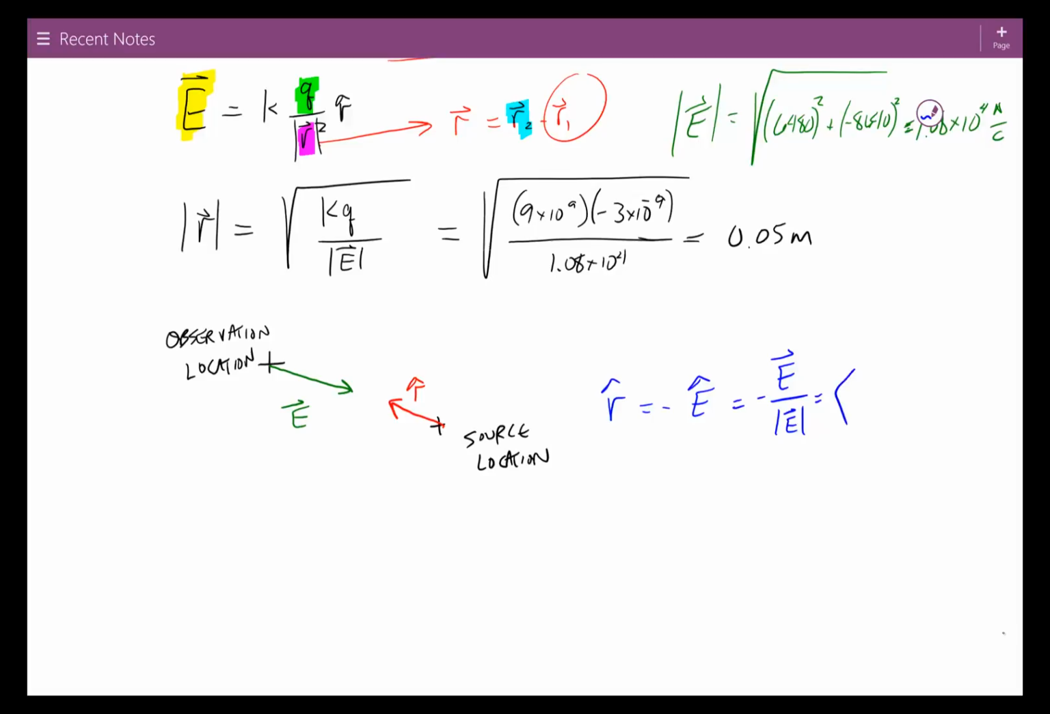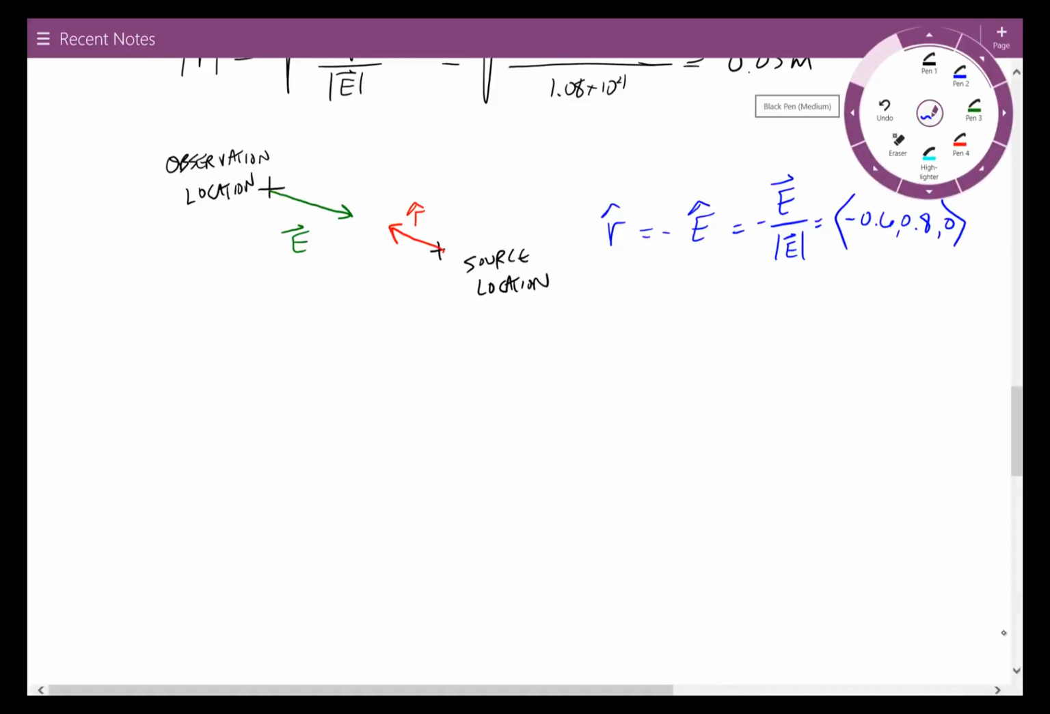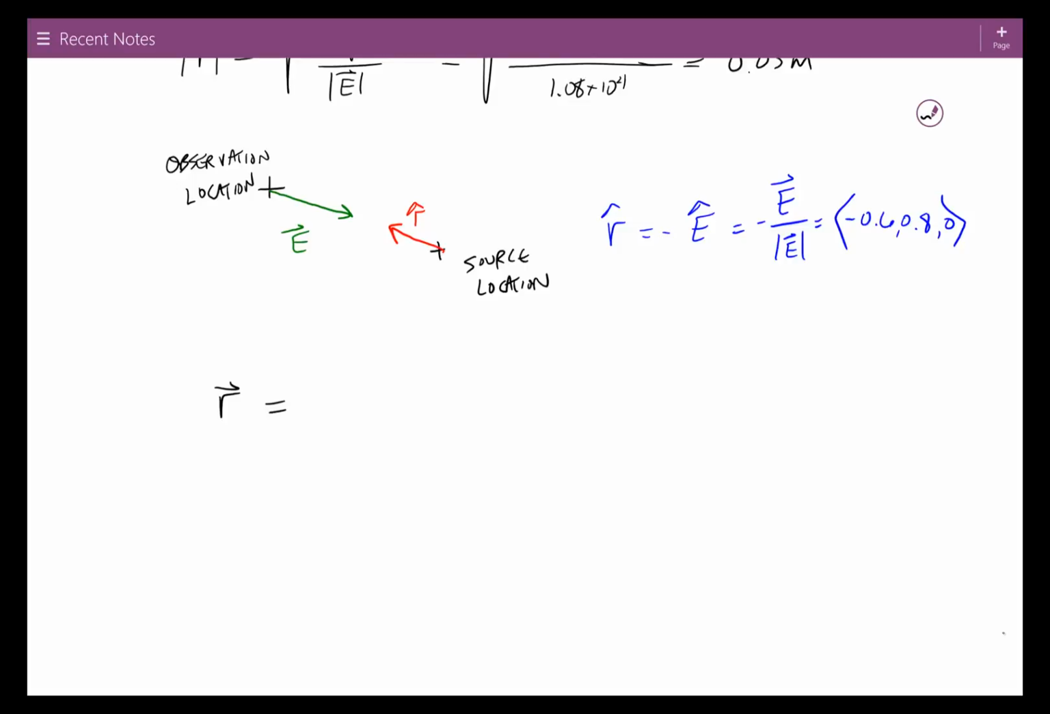When you plug in all the values that we already know, that are on the screen already, we're going to come up with minus 0.6, 0.8, and 0. You should be able to do that on your own. Just having r hat, we're getting there, but we're not quite there. We still don't know what r is. We know what its magnitude is, but we don't know what it is. Well, by definition, it is the product of its magnitude and its unit vector, which are things we now know. Put all of that together, and r is negative 0.03, 0.040 meters.